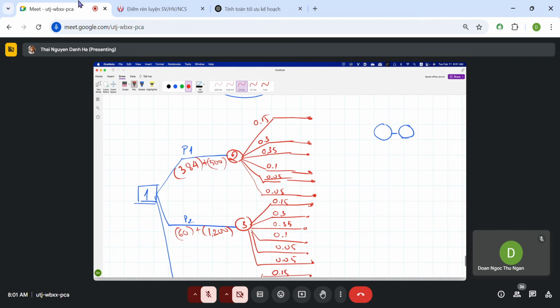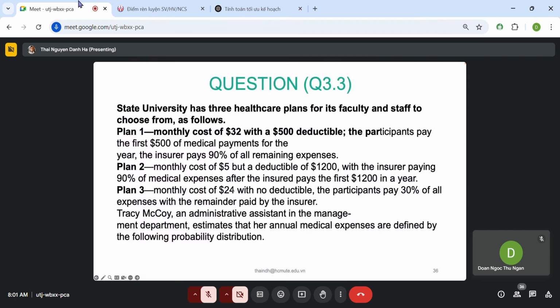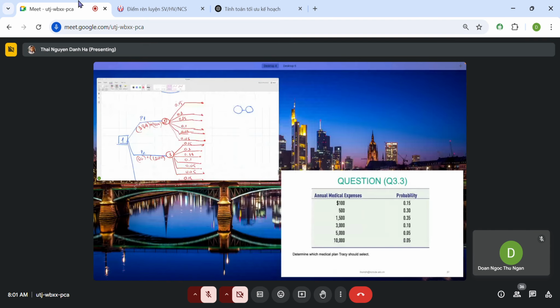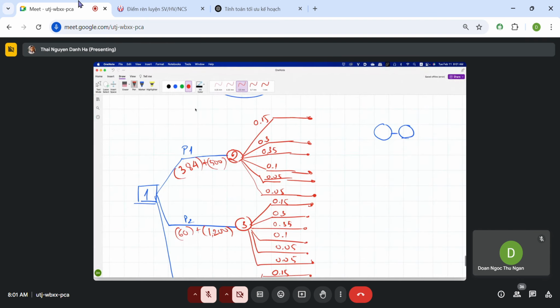So what is the amount for the annual medical expenses for the first probability? They are going to pay around 100 US dollars, right? 100 US dollars here.